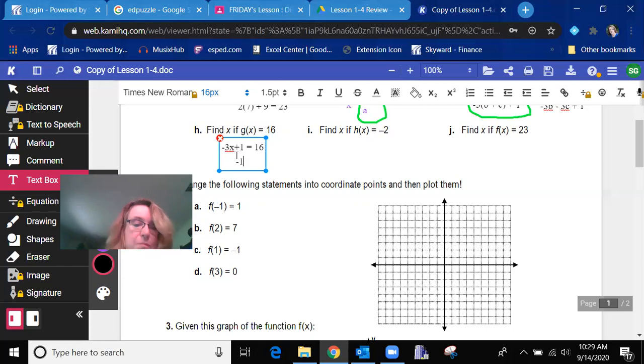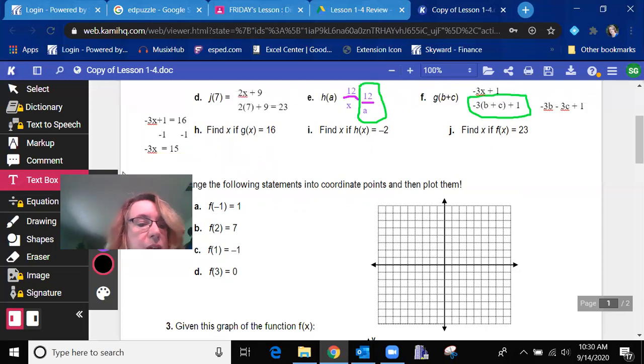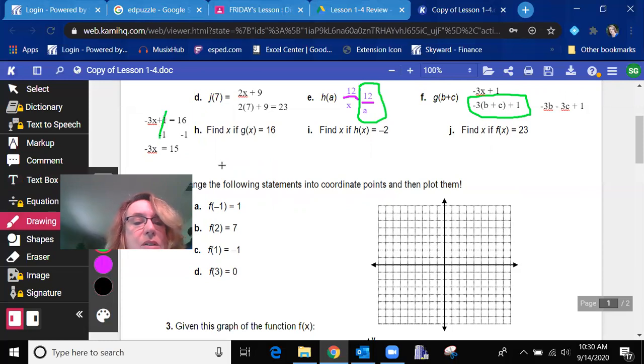You always get rid of anything that's plus or minus first. The one that's sticking to it is the last one to go. So I'm going to subtract 1 from both sides. Let me see if I can give myself more room here. So I still have negative 3x equals 15. This part right there is canceled out, plus 1 and the minus 1. Is that looking familiar? Yeah.